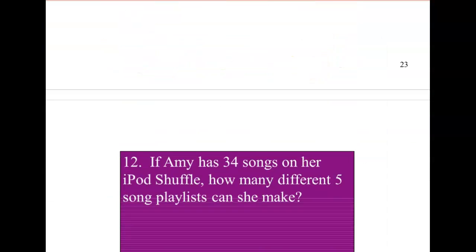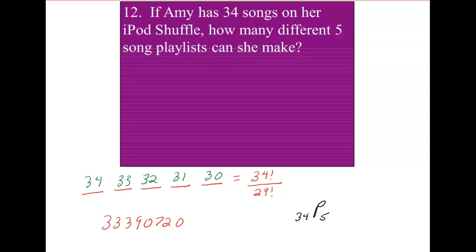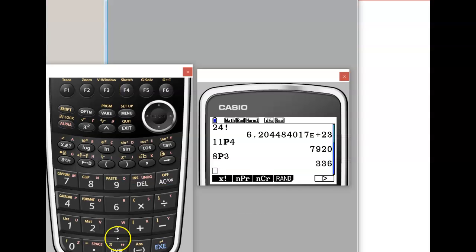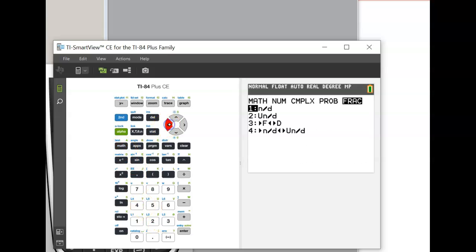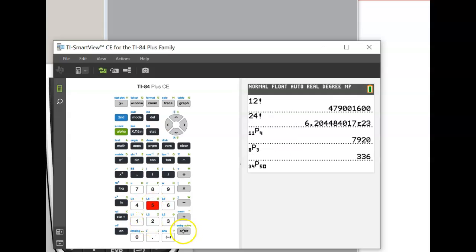And if we were going to do the last problem with the iPod Shuffle, we could do that. So 34. And remember the Casio people, in order to get this menu, you press Options, F6, Probability, which is F3, and then it pops up. So 34, let me hit clear. So 34 permute 5, and you'll get the number that I had. TI people, 34, math, move over to PROB, permute, and we want 5.